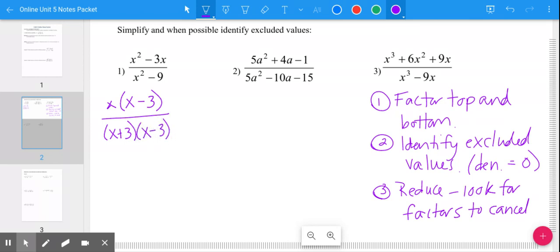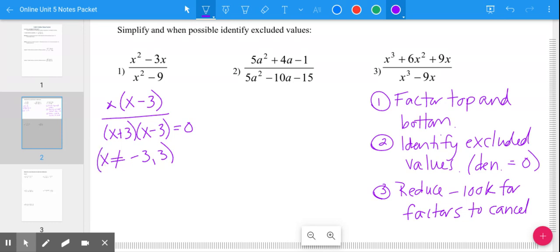Now, it might be tempting, but don't reduce the factors first. You need to write domain restrictions. So right before I do anything else, I'm going to write our variable, in this case it's x, is not equal to, and then I want to think, where does that denominator equal 0? What numbers would make the bottom equal a 0? And you should have found out that that would be -3 and +3.